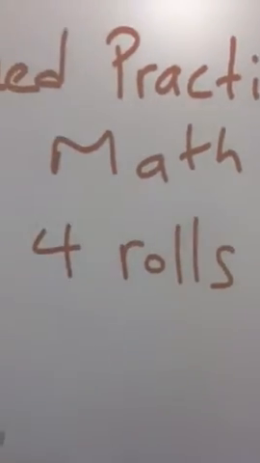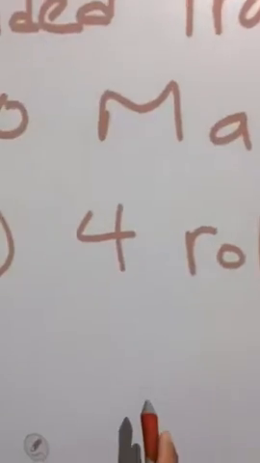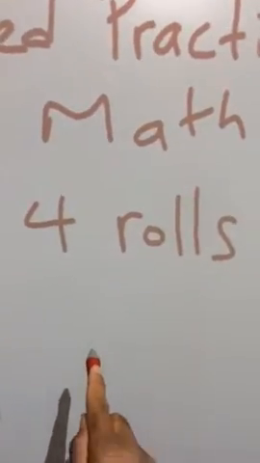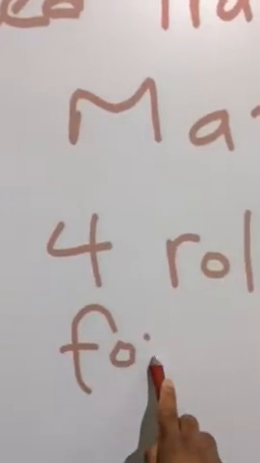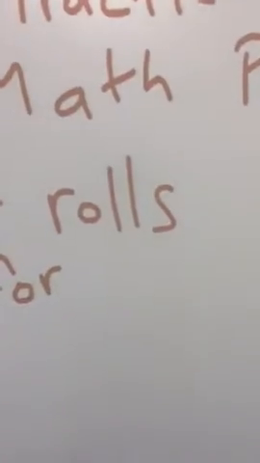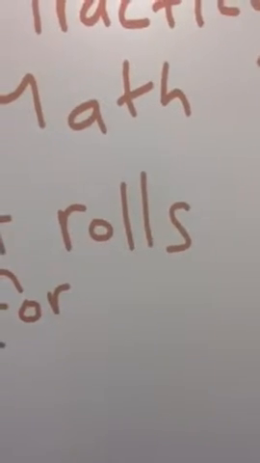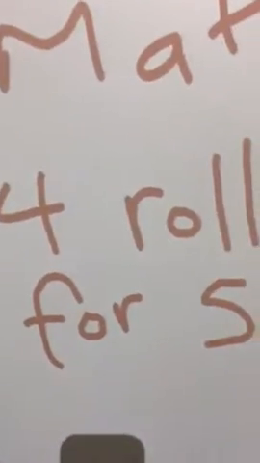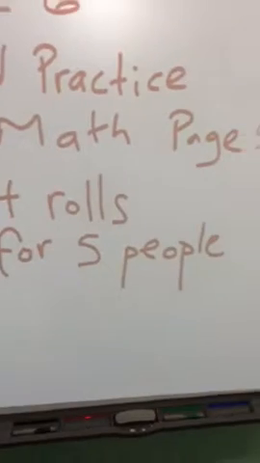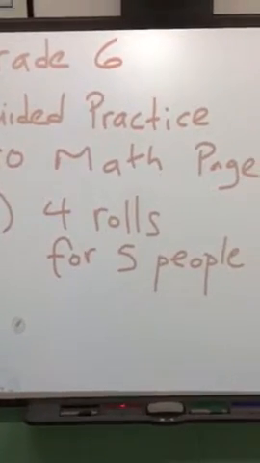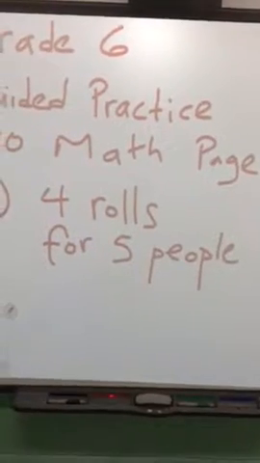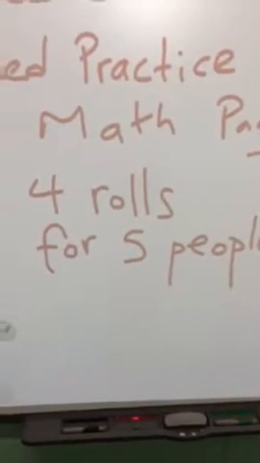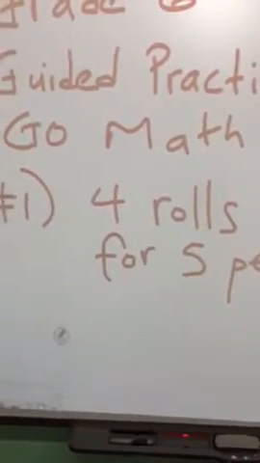So you got 4 rolls for 5 people, all right? So 4 rolls for 5 people. Why are there 5 people? Because you have Sarah and her 4 friends. So that's 4 plus 1 is 5 people. And the question asks you, how does this situation represent division?